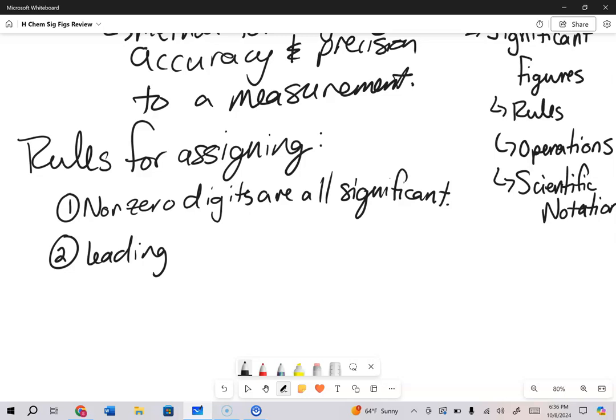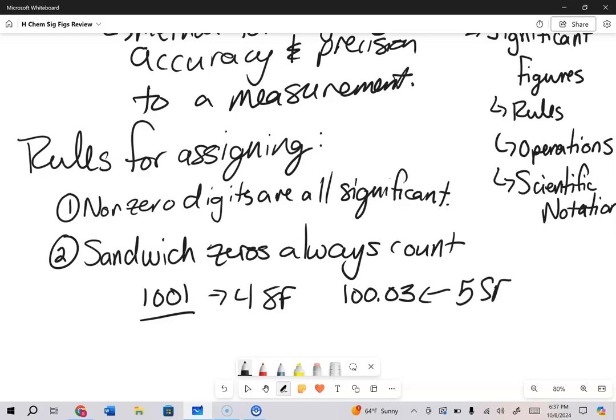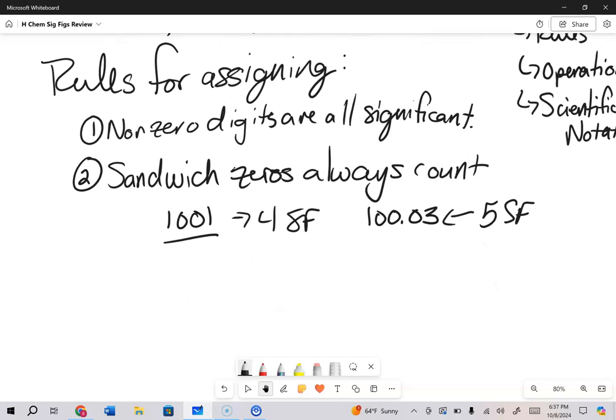And I think actually technically I put number 2 was about sandwiches, so I'll go back and write that out correctly. So, sandwich zeros always count, and they can have as many as you like. So we said like 1, 0, 0, 1, all 4 would count. Or we said we could have one like this. Again, all of the digits count because the zeros are sandwiched on either side by a non-zero digit. So this one would have 5 sig figs. Kind of remember that some of those rules are going to still apply.